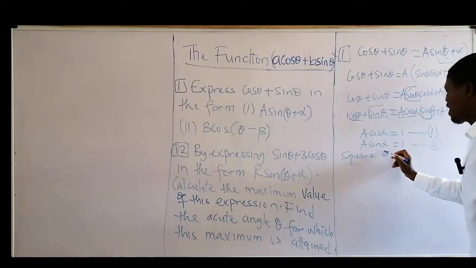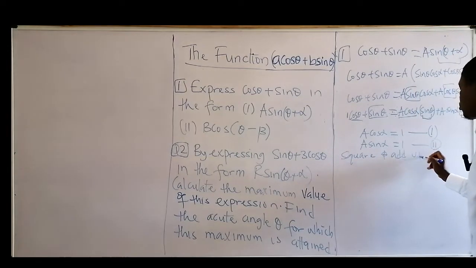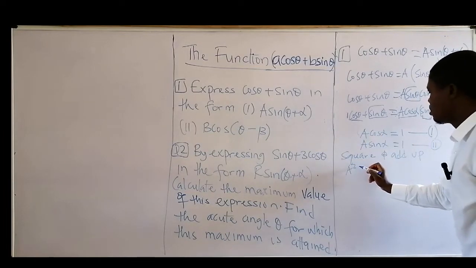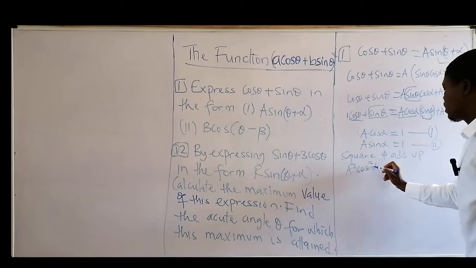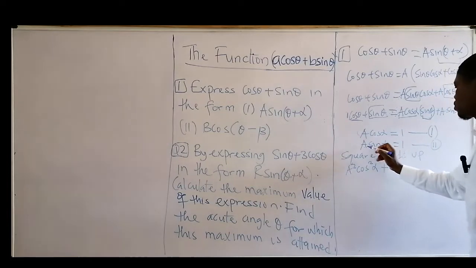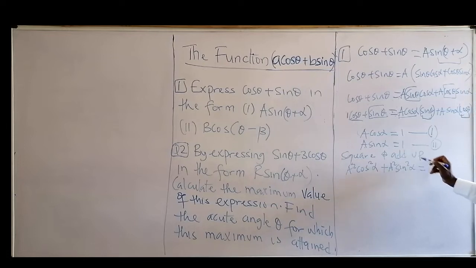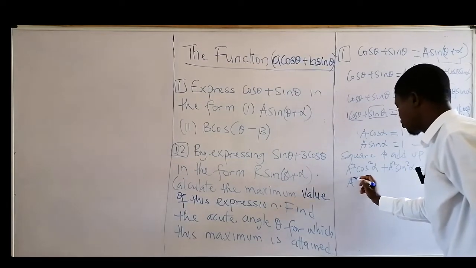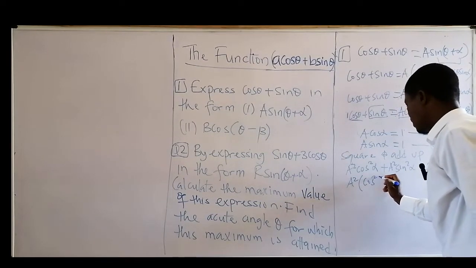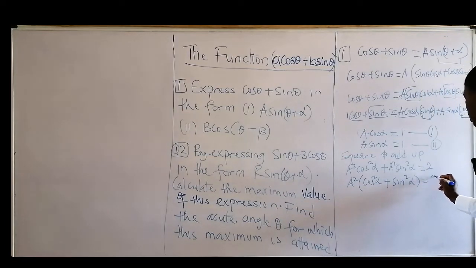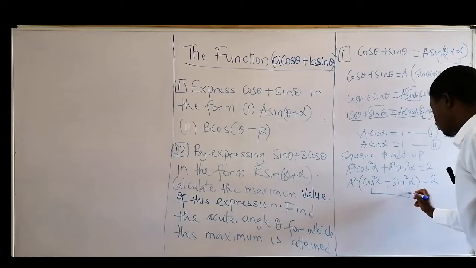Then the next thing to do is to square the two equations, square and add them up. If you square this, you have A squared cos squared alpha, plus A squared sin squared alpha, and that will be equal to 1 squared plus 1 squared, which is 2. Here you can factorize A squared, and that will be cos squared alpha plus sin squared alpha equal to 2.